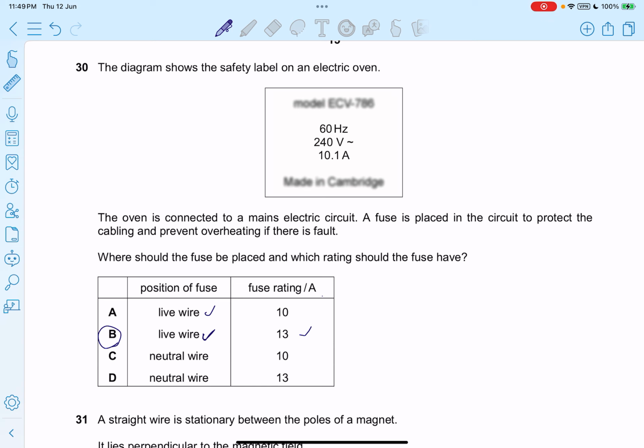That is why. For the fuse rating, it should be more than 10.1, because if it's less than or the same as 10.1, the fuse will keep blowing and disconnecting the circuit, so you won't be able to use the oven. That's why you need a larger fuse rating than the one that they are using in the appliance. So for 30, it should be B. B is the correct answer.